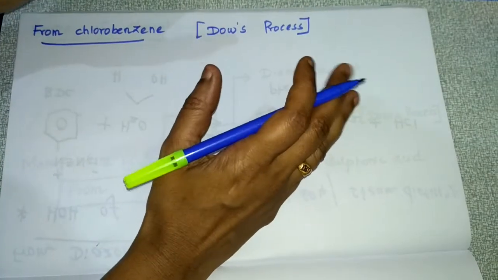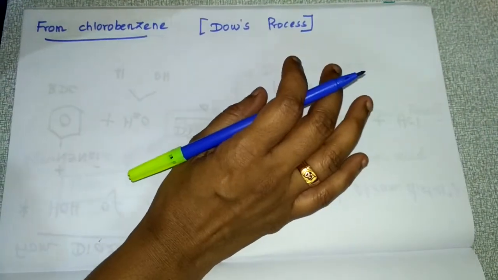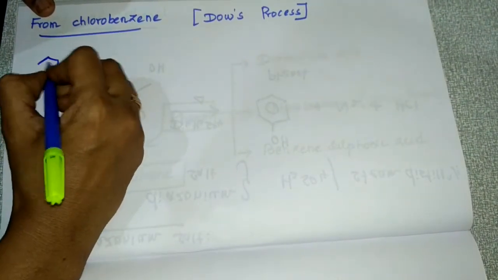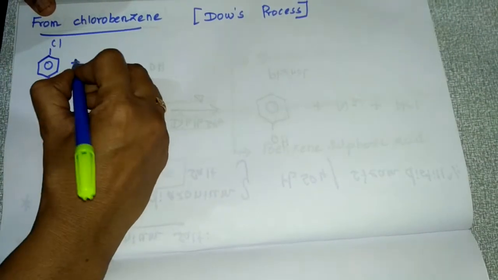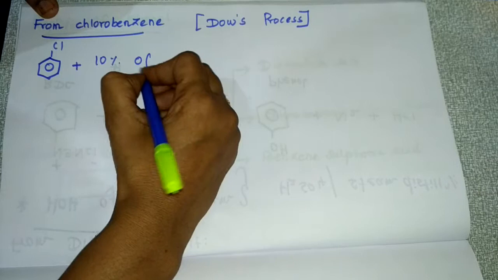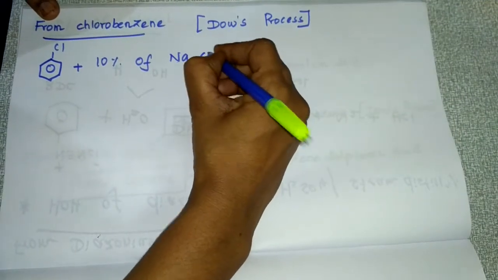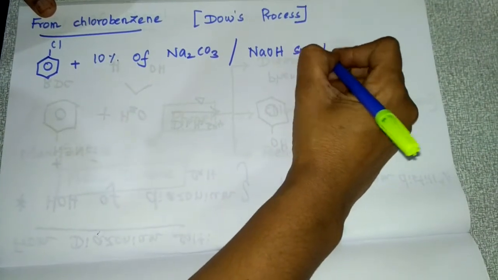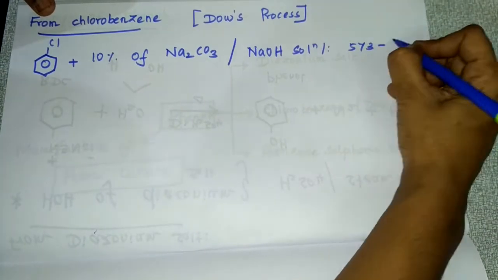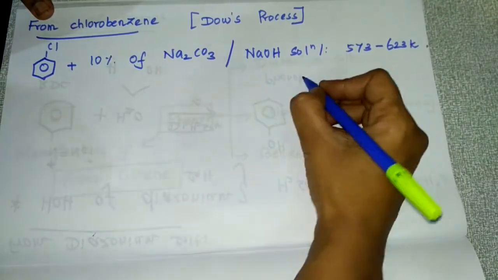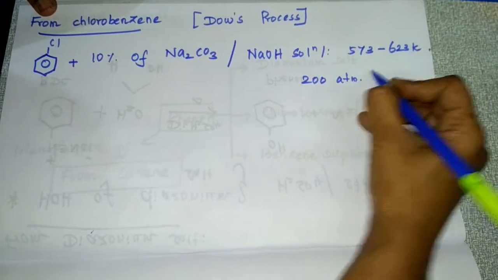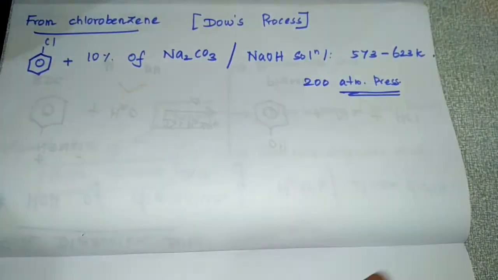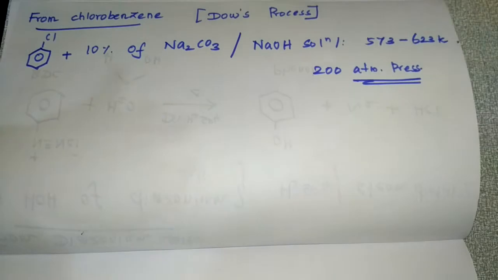This Dow's process is used for the manufacture of phenol. Here you have to take chlorobenzene and heat it with 10% sodium carbonate or sodium hydroxide solution. The temperature should be 573 to 623 Kelvin under 200 atmospheric pressure. I already gave these details in haloarenes. When you do this, the hydrolysis process takes place. So this is Dow's process.